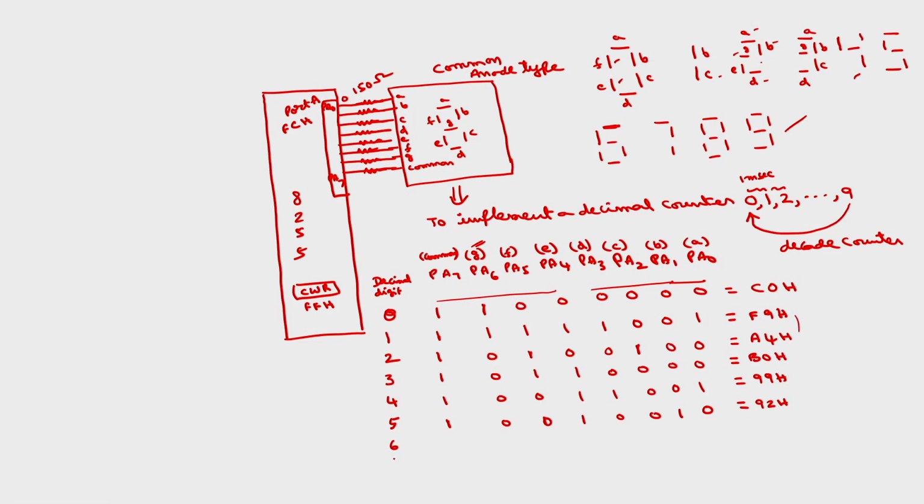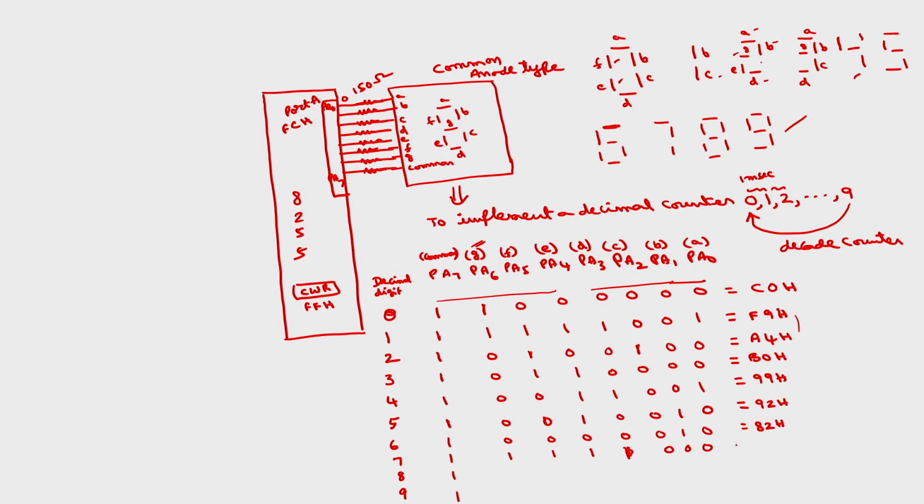Similarly, 6, 7, 8, 9. This will be always 1 only. 6 is except B, remaining all have to be zeros. So, this will be 82H. 7 is only A, B, C, has to be 0, remaining all are 1s. So, A, B, C should be 0 0 0.